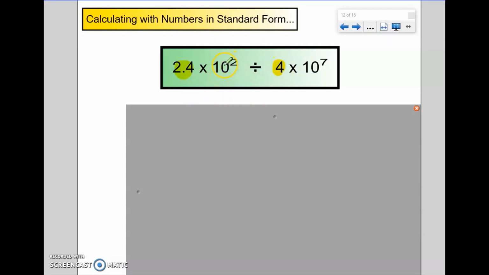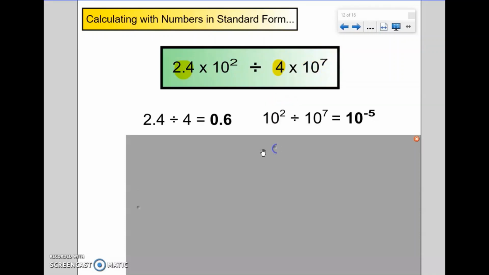Then at the same time, I'm going to take my powers of 10 and I'm going to divide them. 10 to the power of 2 divided by 10 to the power of 7. So my method, my working out, is going to look like this. 2.4 divided by 4. Well, 24 divided by 4 is 6. So 2.4 divided by 4 must be 0.6.